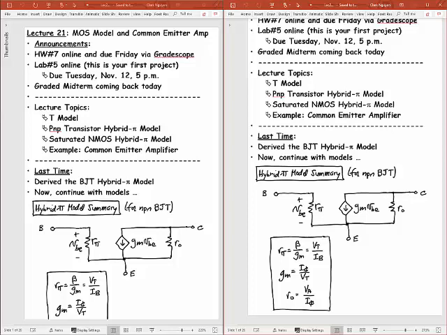So just a couple other announcements. One, homework number 7 is online, and that's going to be due next Friday via Gradescope. Lab number 5 is already online as well, and I'm going to talk a little bit about lab number 5 right now, because this actually is your first project.